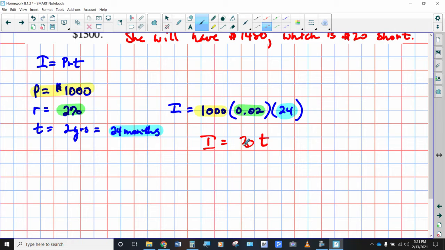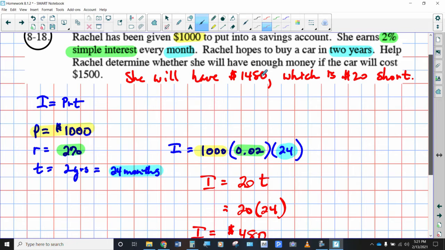And now I'm going to multiply that $20 times 24. And that's how you get $480 is the amount of interest that she is going to earn. So when you add that to the amount of money that she had deposited into the account, she's going to have a total of $1,480 to withdraw from that account. But she's still going to be $20 short. But it's better than being $500 short. So yay for Rachel. Good financial planning.